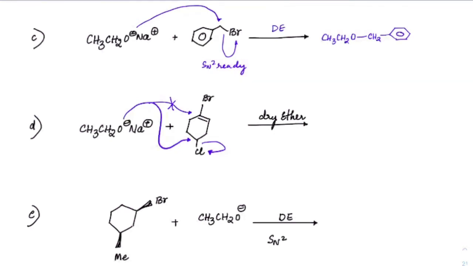Here this substrate is also SN2 ready, but not at this position. It is SN2 ready at this position. Although bromine is a better leaving group than chlorine, unfortunately that bromine is attached to the vinylic carbon. So reaction won't take place there. Reaction will take place only at that chlorine position. So the product would be: bromine will stay where it is, and here you will have OEt. That will be the product.